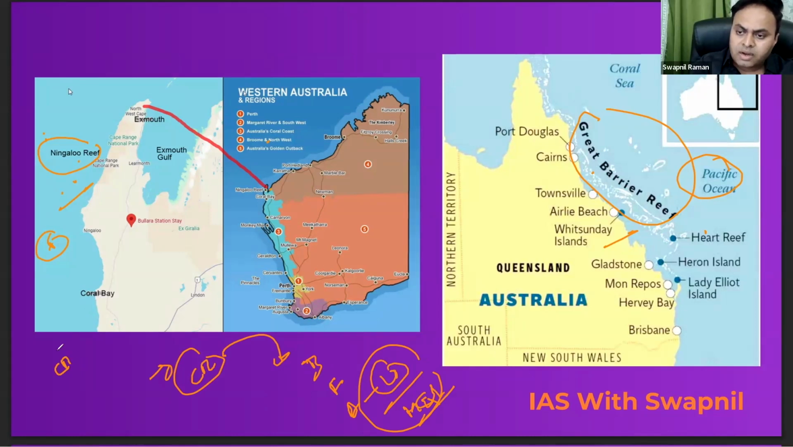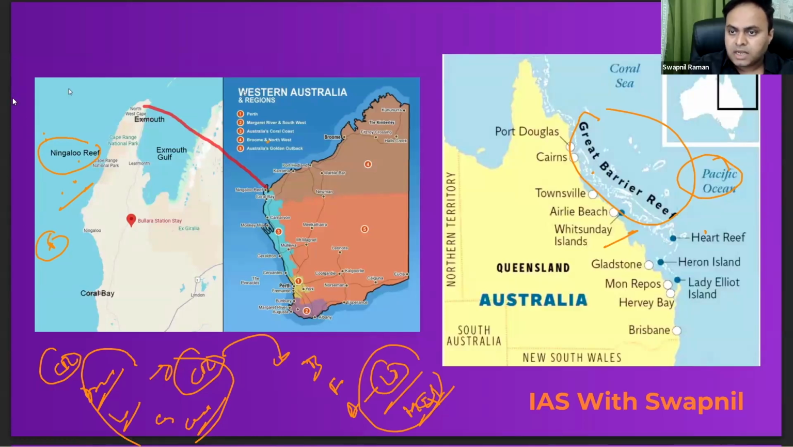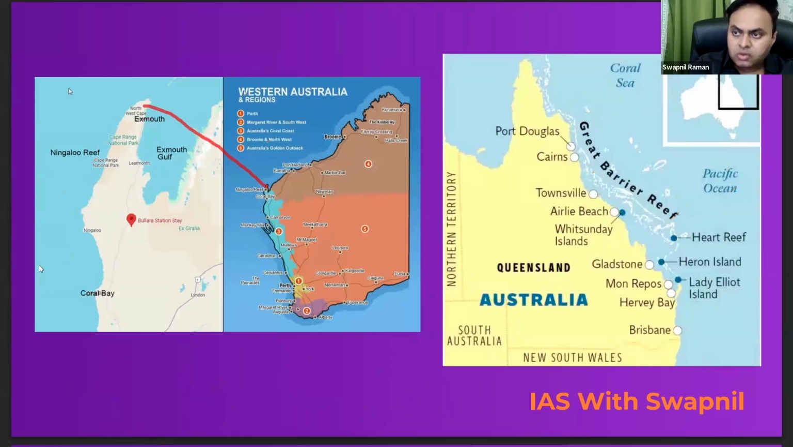And when it comes to the coral reefs, coral reefs in India are found in Andaman and Nicobar, then Lakshadweep, then Gulf of Kutch, the Gulf of Mannar, and the Malvan region of Maharashtra, right? Chaliye, now let's move on to the next question.